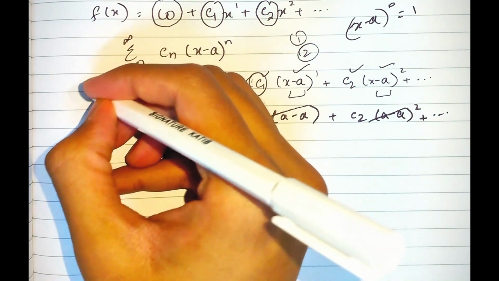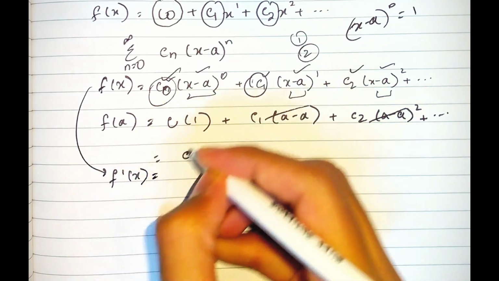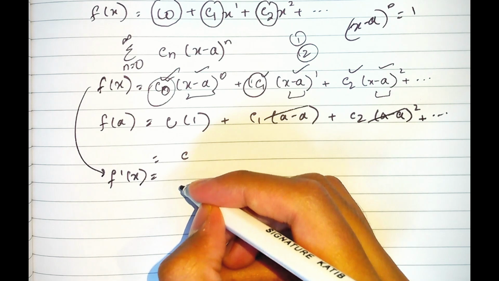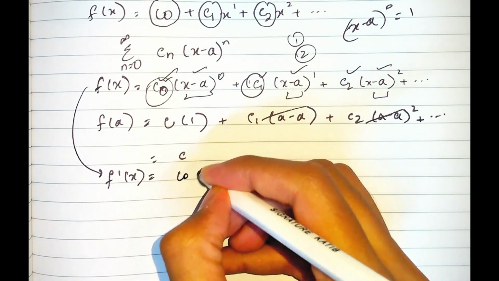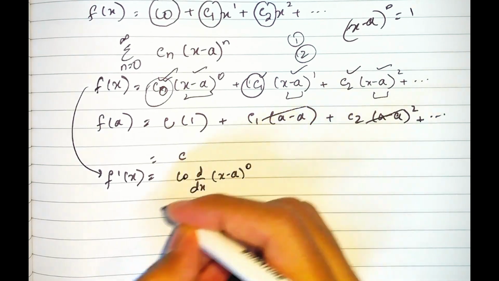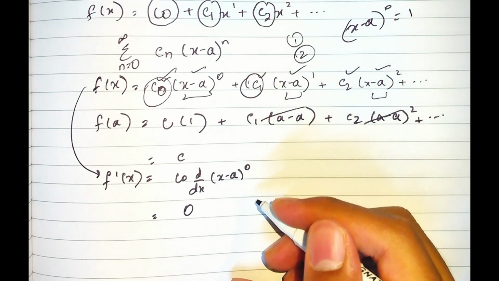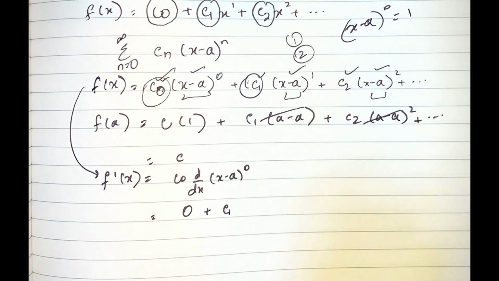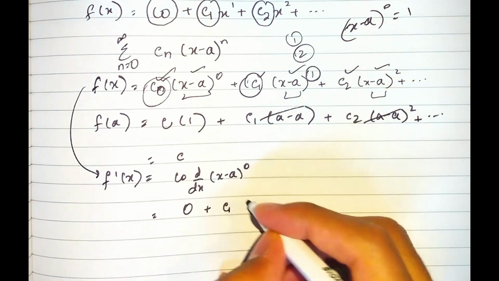I would like you to take the derivative of f(x). The derivative of c0 (x minus a)^0 will be equal to 0. How? You know c0 is a constant, so it will be separated. Then the derivative of (x minus a)^0, of course it is having a power 0, so the derivative would be 0, plus the derivative of c1 (x minus a). The c1 will be as it is because it is a constant, the derivative won't have any effect on it. The derivative of (x minus a)^1 will be simply 1.